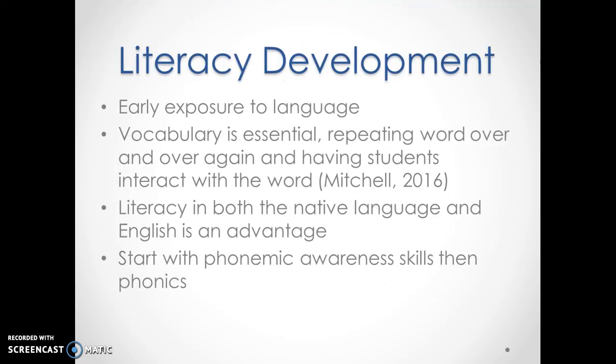Literacy development. Early exposure to language is essential for development. Vocabulary is essential, repeating words over and over again and having the students interact with the word. That is a really good strategy to use for our ELL students. And then literacy in both the native language and English is an advantage. So if they're interacting with their native language alongside English, it'll help them in the long run.